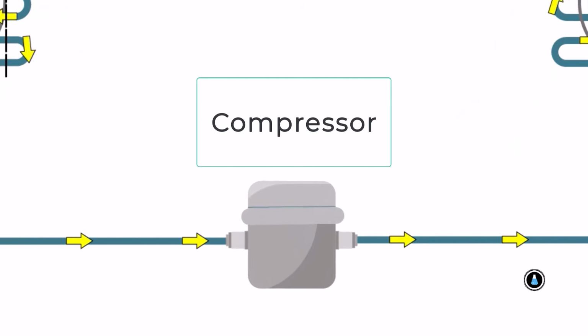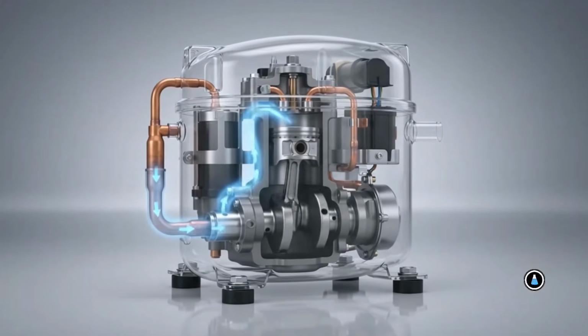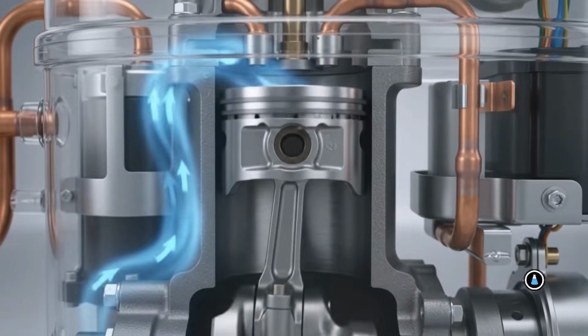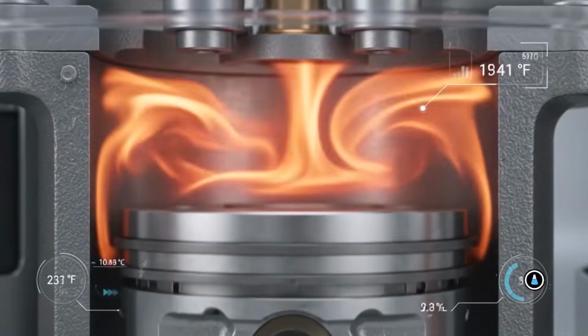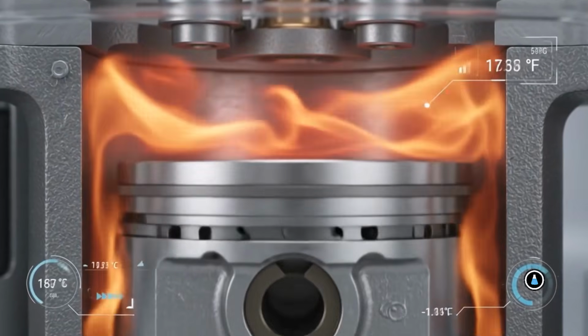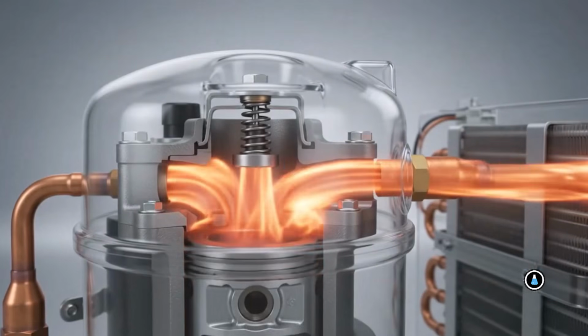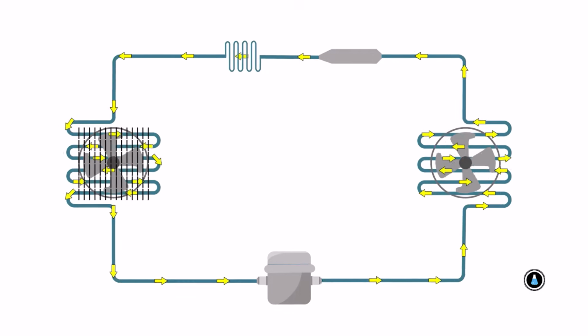This is a compressor. Low-pressure refrigerant gas enters the compressor. The compressor compresses the gas, making it hotter and increasing its pressure. The high-pressure, high-temperature refrigerant then flows to the condenser.